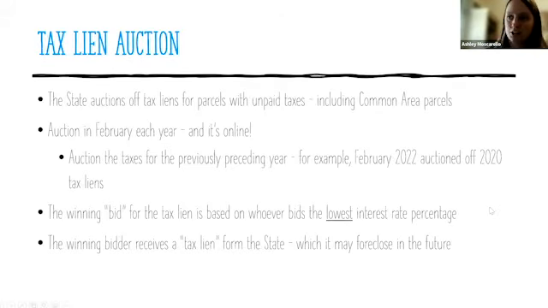Ooh, the tax lien auction. It's an exciting process. It happens online, and it happens every year. The state auctions off tax liens for parcels with unpaid taxes for all kinds of property: commercial property, common area parcels, homeowner properties. It's the sky's the limit. If you're not paying your taxes, the state's going to auction off liens.